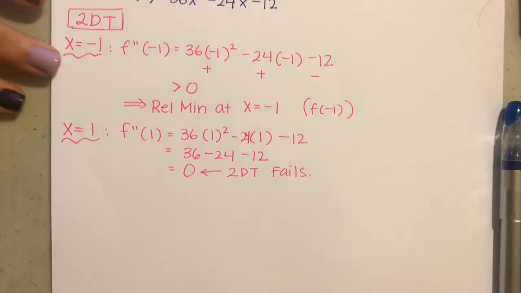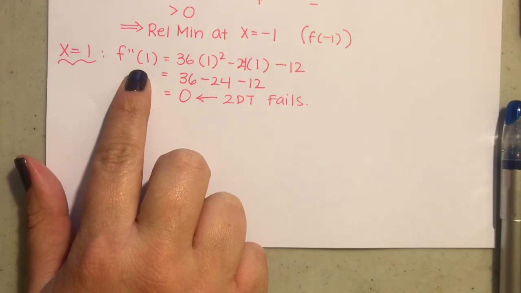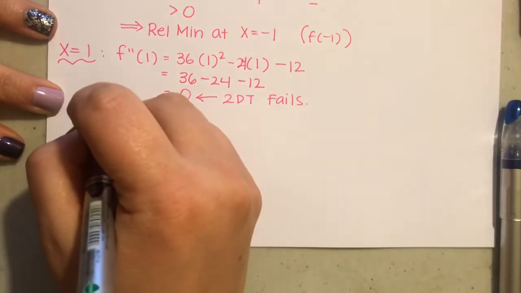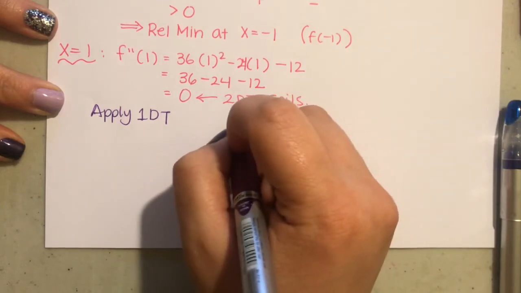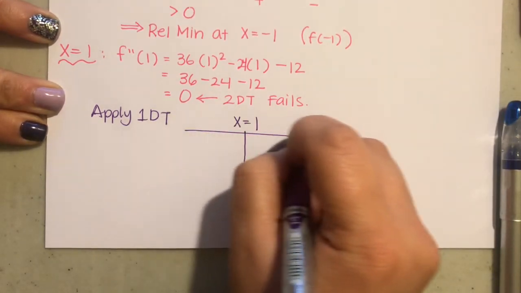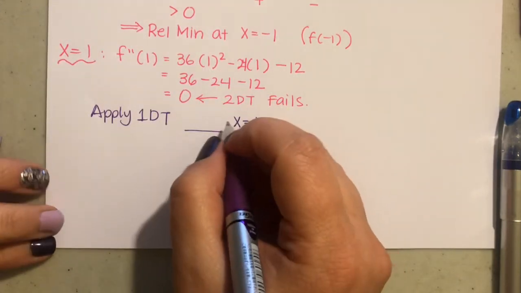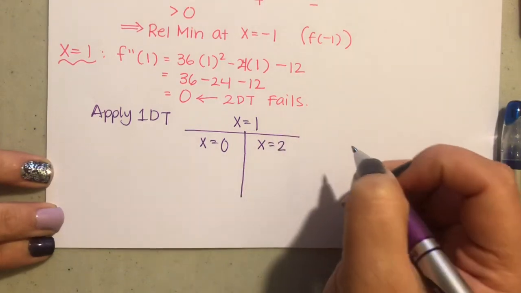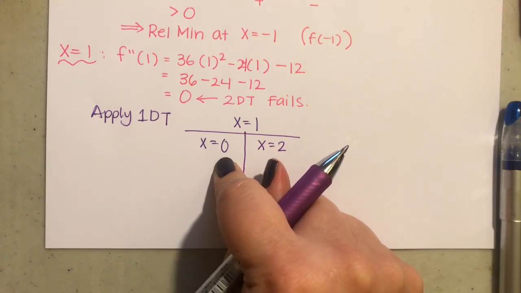Okay, so we want to see what happens on either side of this critical number in the first derivative. Because the second derivative test fails, we're going to apply the first derivative test. So we're looking at x is equal to 1, that's our boundary right here, and values to either side of it. Our only other critical number was negative 1, so if we pick something like x is equal to 0, that works, and x is equal to 2, that works, right? Remember, you want to stay within your boundary numbers.